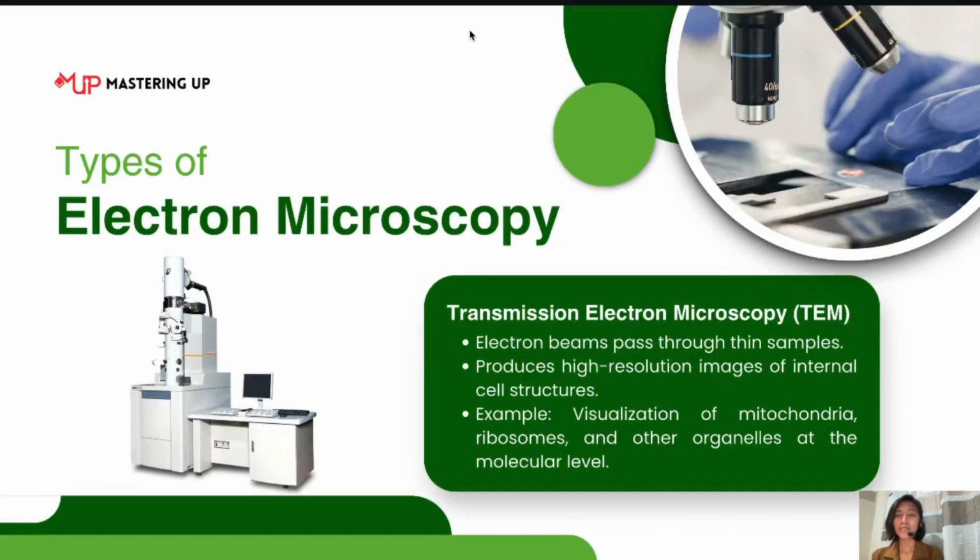There are two main types of electron microscopes: the transmission electron microscope, or TEM. This microscope works by sending electrons through thin slices of the specimen. TEM gives us detailed images of the inside of cells. It's like taking a photograph of the parts inside a cell, such as the nucleus, ribosomes, and mitochondria.